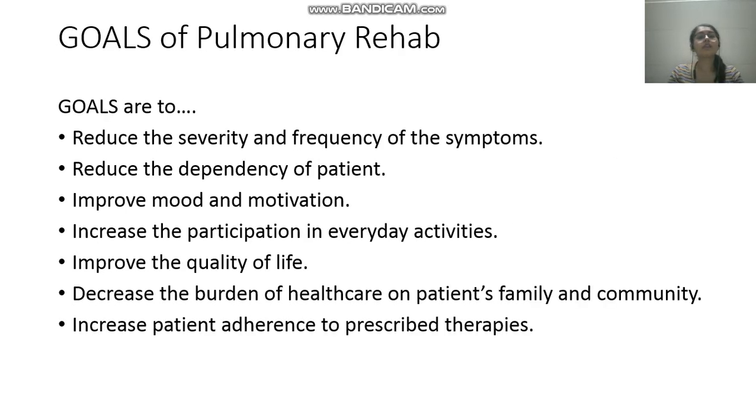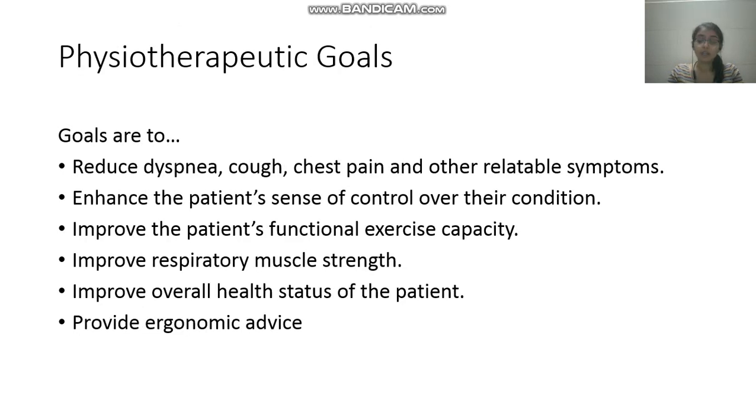Okay. So goals of pulmonary rehab. We saw the goals of pulmonary rehabilitation: improving the quality of life of patient, decrease the burden of healthcare on patient's family and the community, increasing the patient adherence to prescribed therapies. What are specific physiotherapeutic goals that we are going to look into, for which we will be undertaking physiotherapeutic interventions?